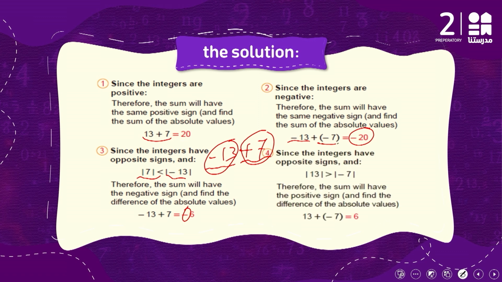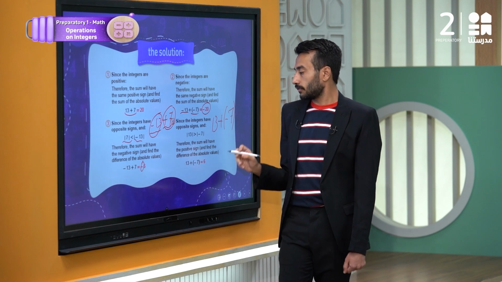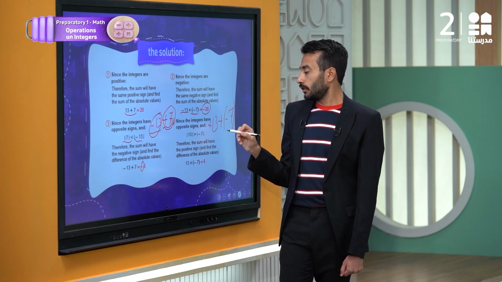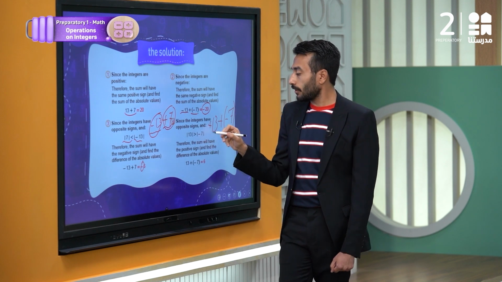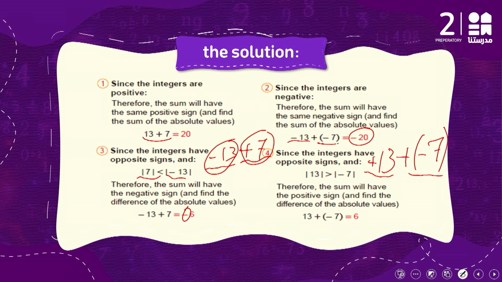For the last one, it was 13 plus negative 7. They are different, so we subtract. It will be 6, and the sign. Here we have positive 13. We move to the right, positive 13. We move 13 steps, and we move 7 steps to the left. Here we have 13 more than 7. We move to the right more than to the left, so the answer must be positive. And after putting positive, it will be 6. You don't need to write positive 6, it's just 6 only.